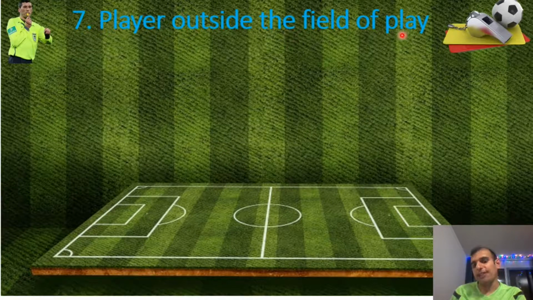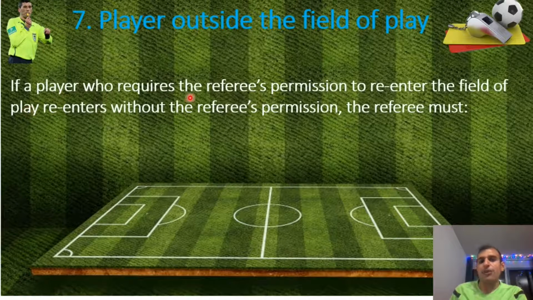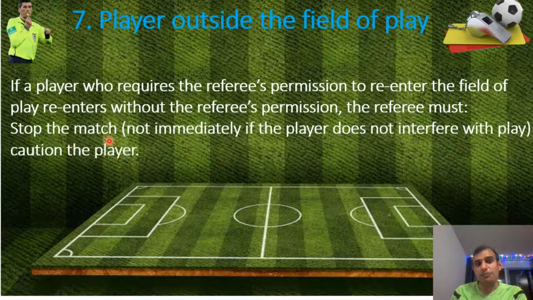Player outside the field of play. If a player who requires the referee's permission to re-enter the field of play re-enters without the referee's permission, for example, a player has been injured and he or she leaves the football field and now he or she would like to be back again on the field, definitely in this case he or she needs the referee's permission. Otherwise, the referee must stop the match, not immediately if the player doesn't interfere with play, and caution the player. Referee will show a yellow card to the player.